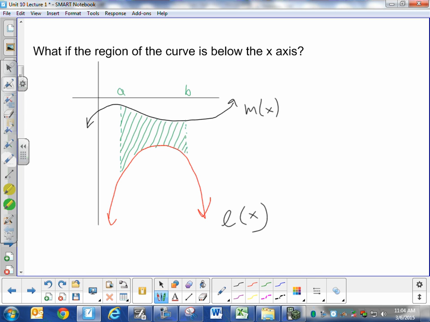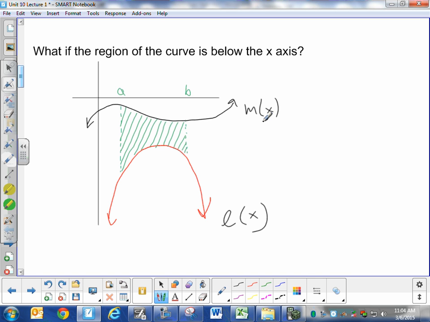From B to A of what? M minus L, L minus M? So let's think about that. Yeah, I like that. That works. But that makes it a little more complicated than it needs to be. Why don't we do from A to B and keep going from left to right?